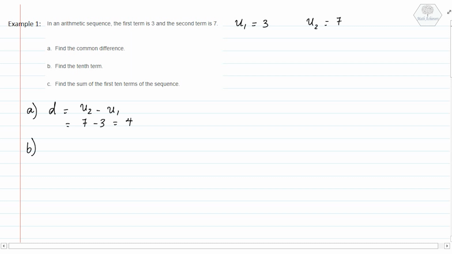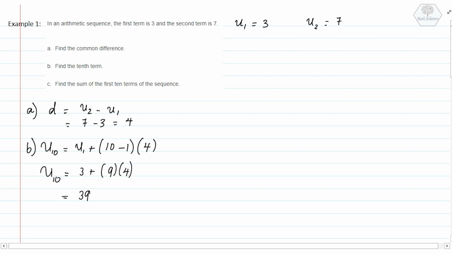Part B. Find the 10th term. Simply, we use the rule. The common difference is equal to 4, and we have u1 equal to 3. So I use u of n is equal to u1 plus n minus 1 times d. n is 10, minus 1, times d, which is the common difference, 4. So u10 is equal to u1, which is 3, plus 9 times 4. So it gives me 3 plus 36, which is 39. This is the 10th term.